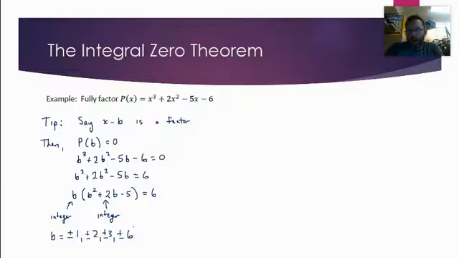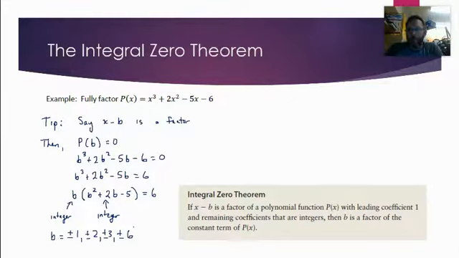And this kind of tip can be summarized as the integral zero theorem. It works when you're working with polynomials with a leading coefficient of 1. Of course, the coefficients have to be integers too. So if x minus b is a factor of a polynomial function, then b is a factor of the constant term. So for our question here, we're looking for factors, and we know the factors will be x plus or minus 1, x plus or minus 2, x plus or minus 3, or x plus or minus 6. They have to be factors of the constant term 6.